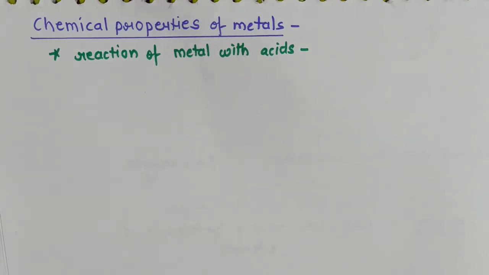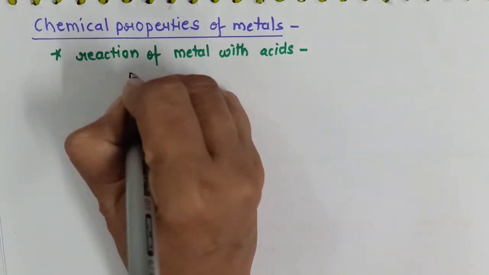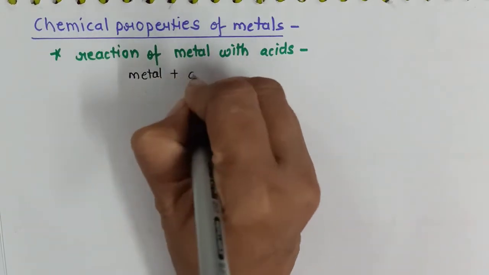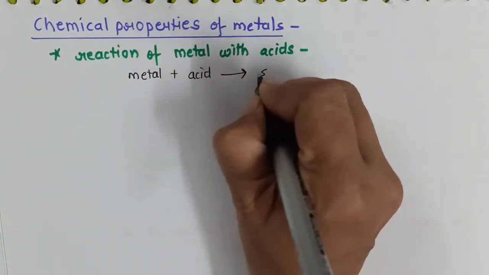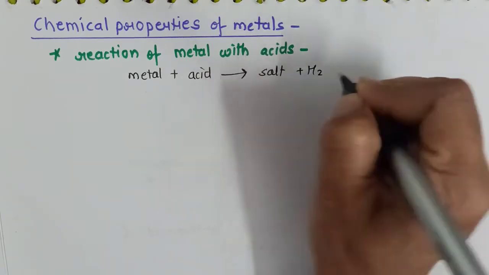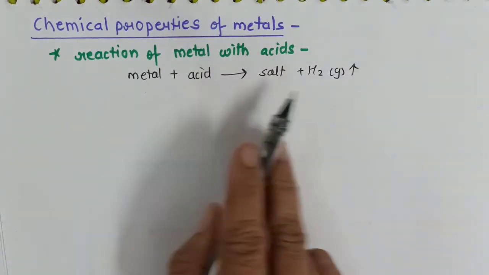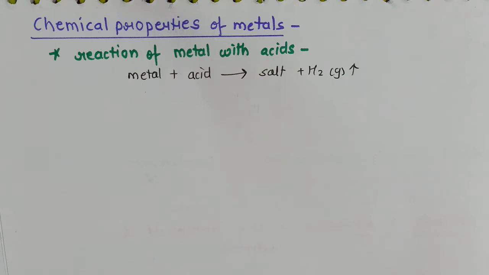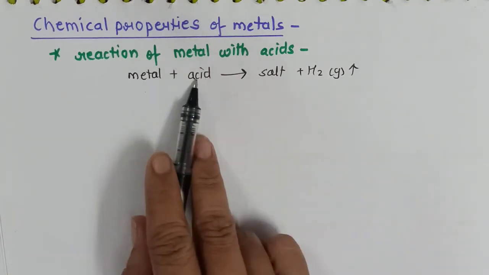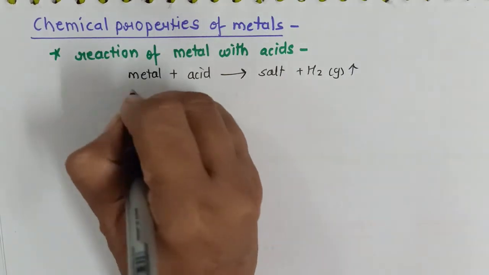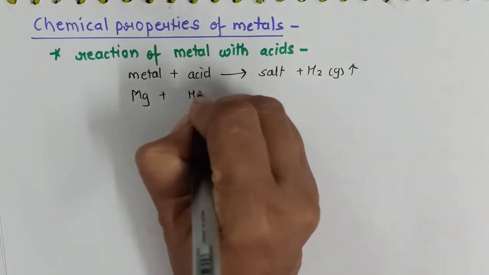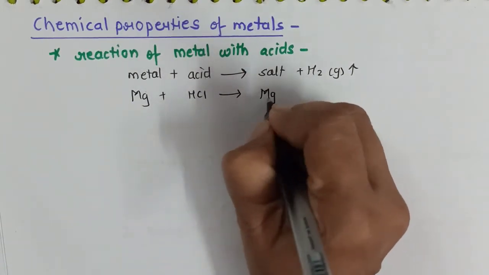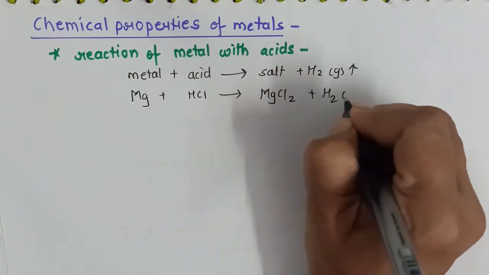In the chapter Acids, Bases and Salts, we have seen that reactive metals react with acid to give salt and hydrogen gas is liberated. I have shown this activity in my video, reaction of zinc with dilute H2SO4. You can visit that video and get things clear. Coming back to this: metals react with acid to give salt and hydrogen gas. For example, magnesium reacts with hydrogen chloride to give the salt magnesium chloride, and hydrogen gas is liberated.